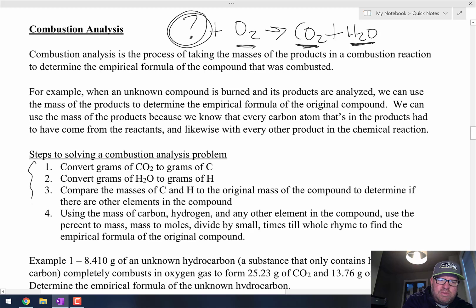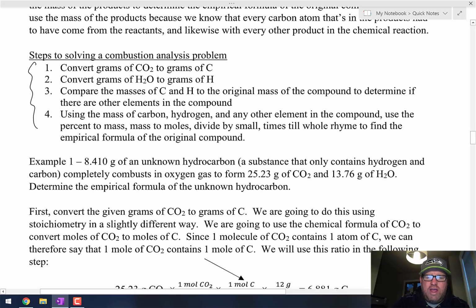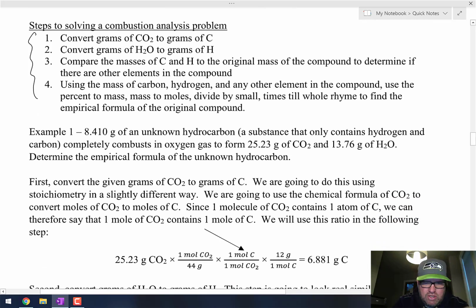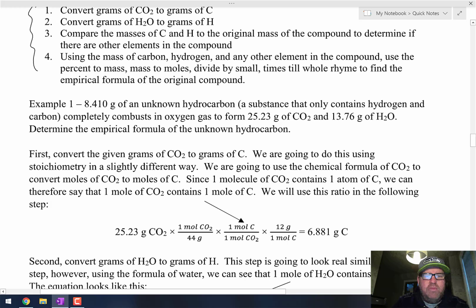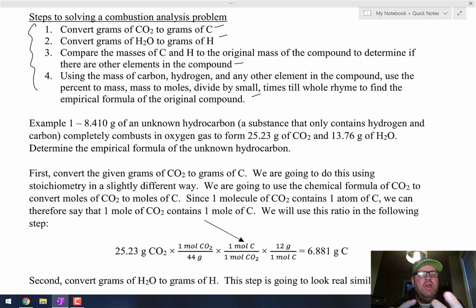Okay, so here are the steps to do that. You can look that over yourself. I'm just going to jump right to the example. In the first example, I try to show everything here for you. But again, look over steps 1, 2, 3, and 4 here, and that will hopefully get us to where we need to be. We are basically combining stoichiometry with, remember the airplane assignment about who blew up the plane, the percent to mass, mass to moles, divide by smallest to whole. We're combining those 2 things together here.